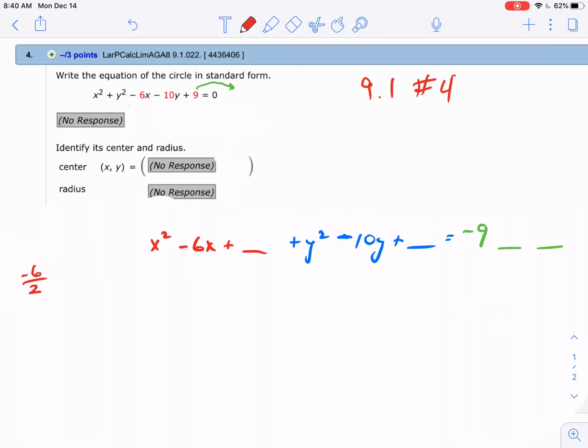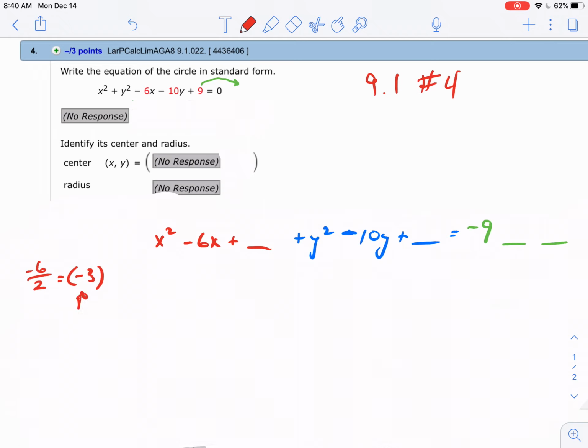I'm going to cut that in half, literally giving half to the length, half to the width of a square. So I get negative 3. I'm going to put that in parentheses because I will use negative 3 later. I square that and I get 9. So if I add 9 on the left hand side, I also have to add 9 on the right hand side.